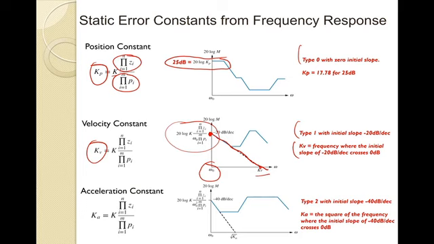Then finally, for our acceleration constant, again, this will be a type 2 system. The initial slope will be minus 40 dB per decade. So very similar thing. You extend that slope, look for the 0 dB crossing here, and instead of being directly the value like kV, in this case, it'll be the square root of Ka. So you find that frequency, the square root of that frequency will be your acceleration constant.